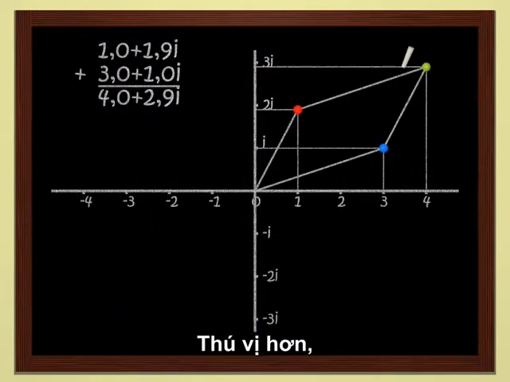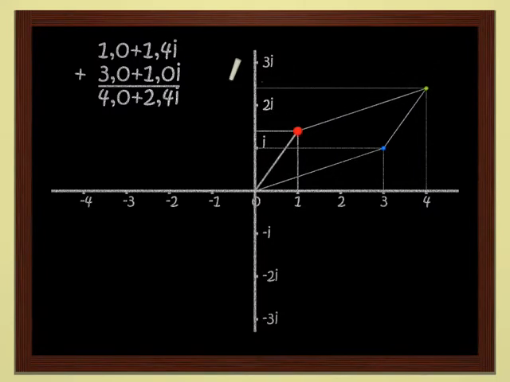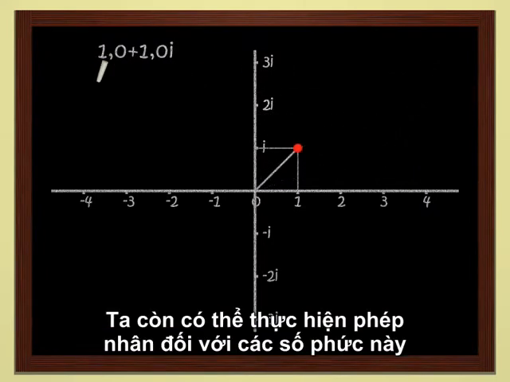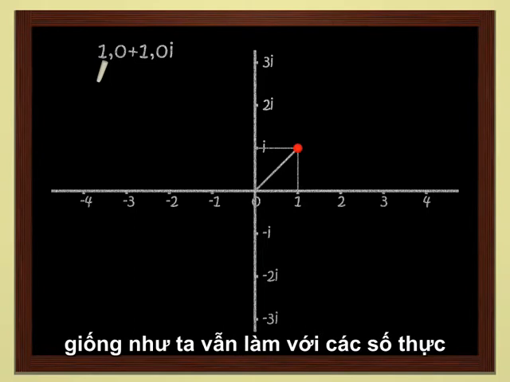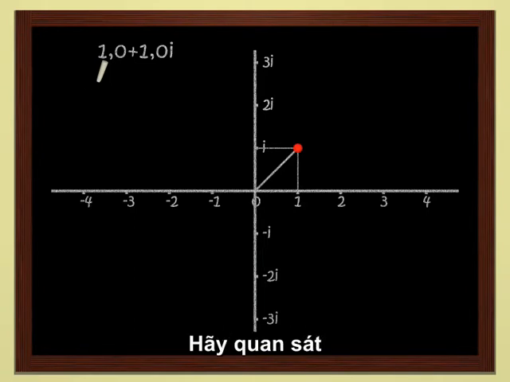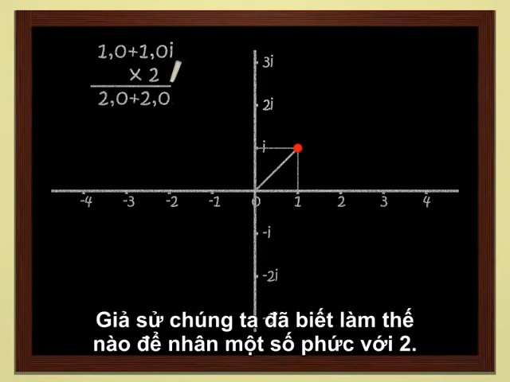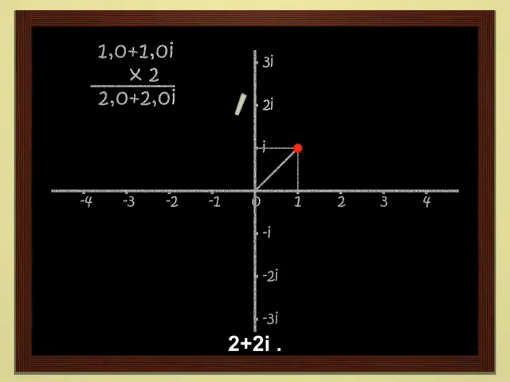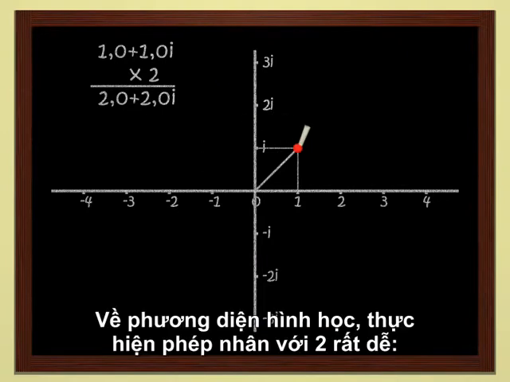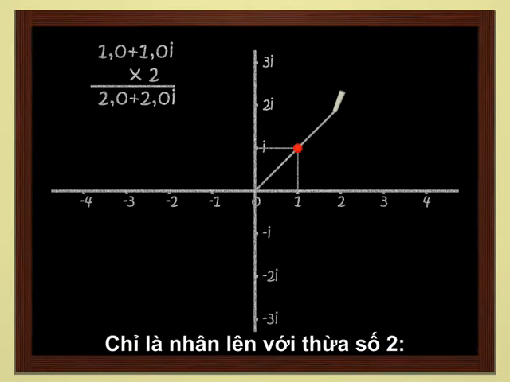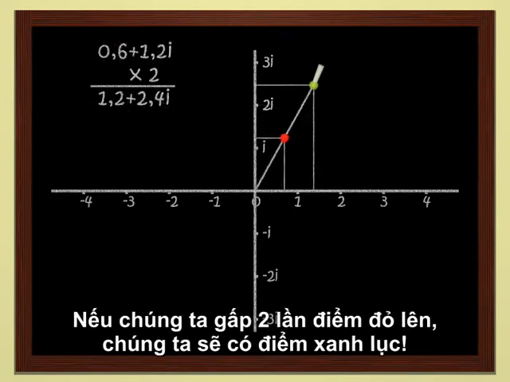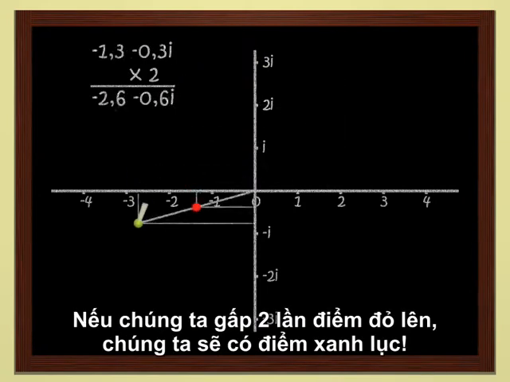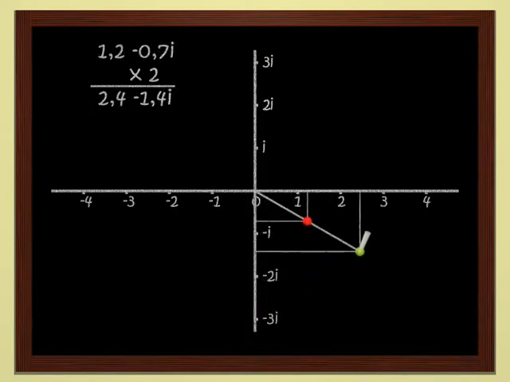You see that it's no problem to add complex numbers. Much more interestingly, these complex numbers can also be multiplied, just like real numbers. Let's see. We know how to multiply a complex number by 2, for instance. 2 times 1 plus 2i gives 2 plus 4i. Geometrically, multiplying by 2 is easy. It's just scaling up by a factor of 2. If we double the red point, we get the green point.